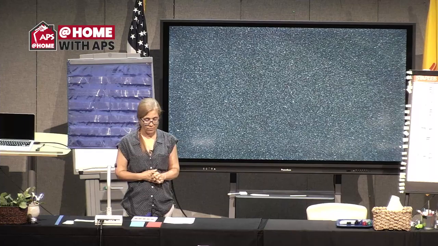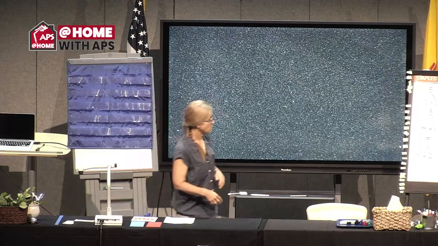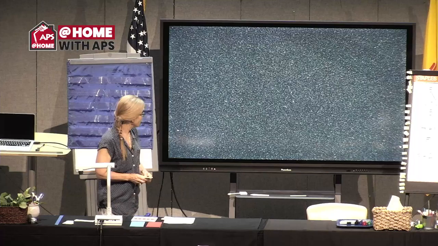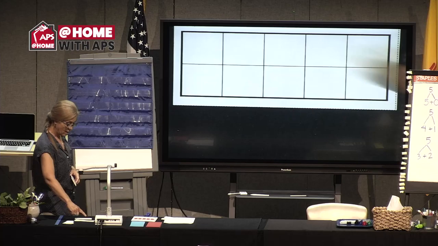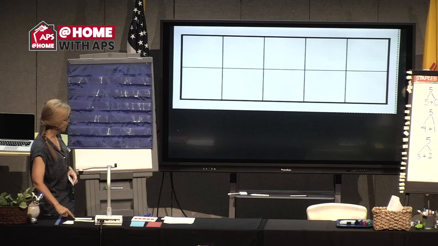And now we're going to talk about a 10 frame. So let's see if we can see it up here. How many squares do I have now? I have a row of five and another row of five. Five and five makes 10.